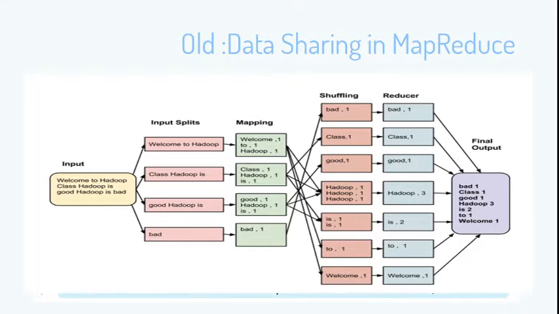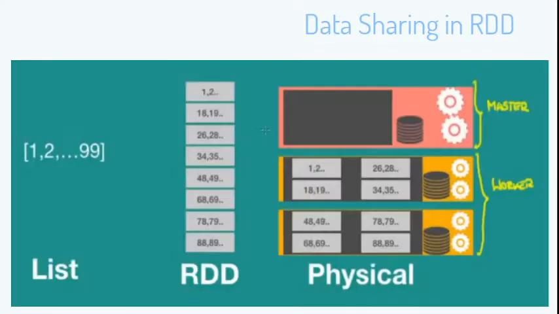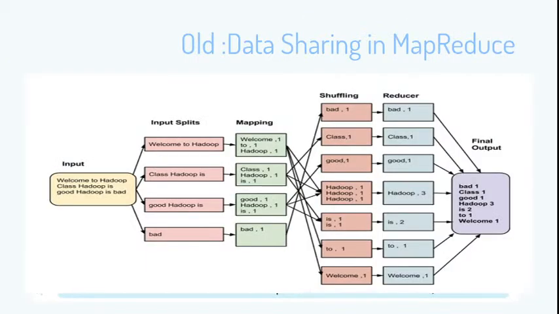I am mentioning MapReduce, so now you can see in this slide how MapReduce is used for data sharing. Now we are using the RDD method for data sharing in Apache Spark, but in Hadoop we are using the MapReduce technique. Here you can see, for example, first I am giving an input: welcome to Hadoop, class Hadoop is good, Hadoop is bad. So I am giving one input data.